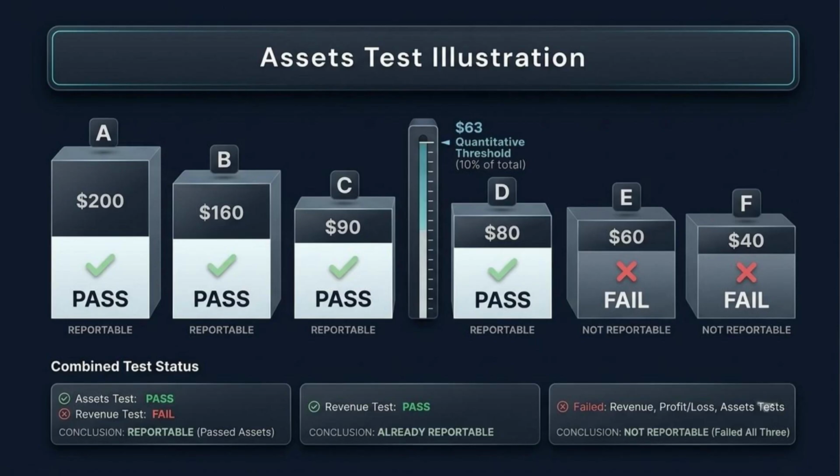Notice the important result. D failed the revenue test, but it passes both the profit or loss test and the assets test, so D is reportable. Segment F has now failed all three 10% tests.